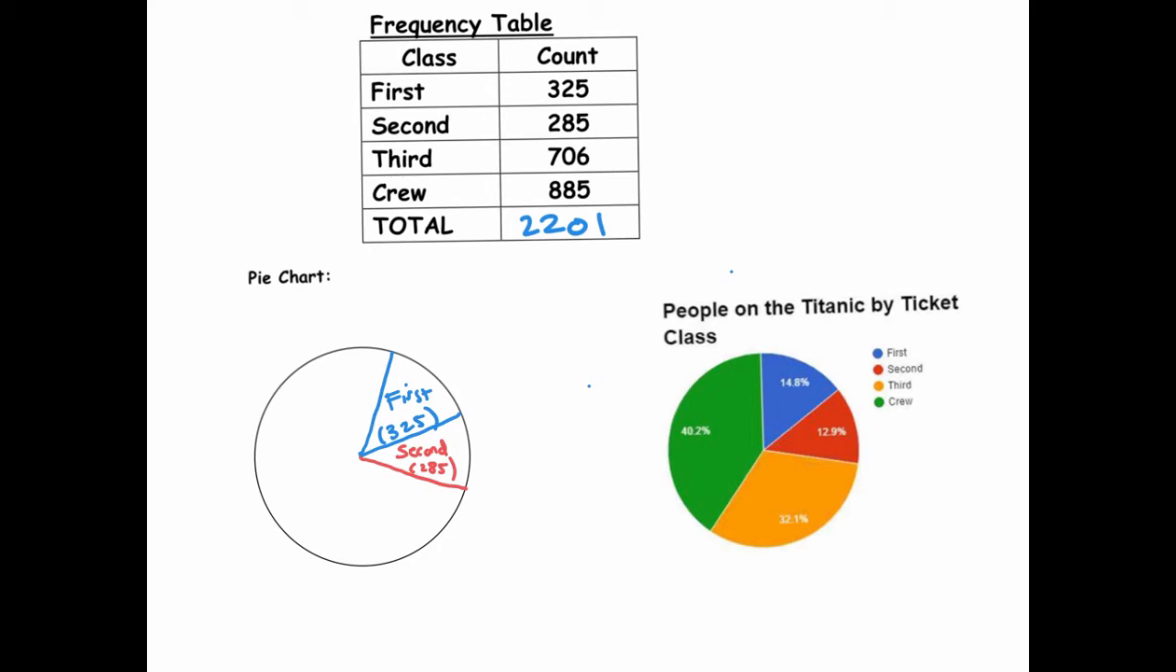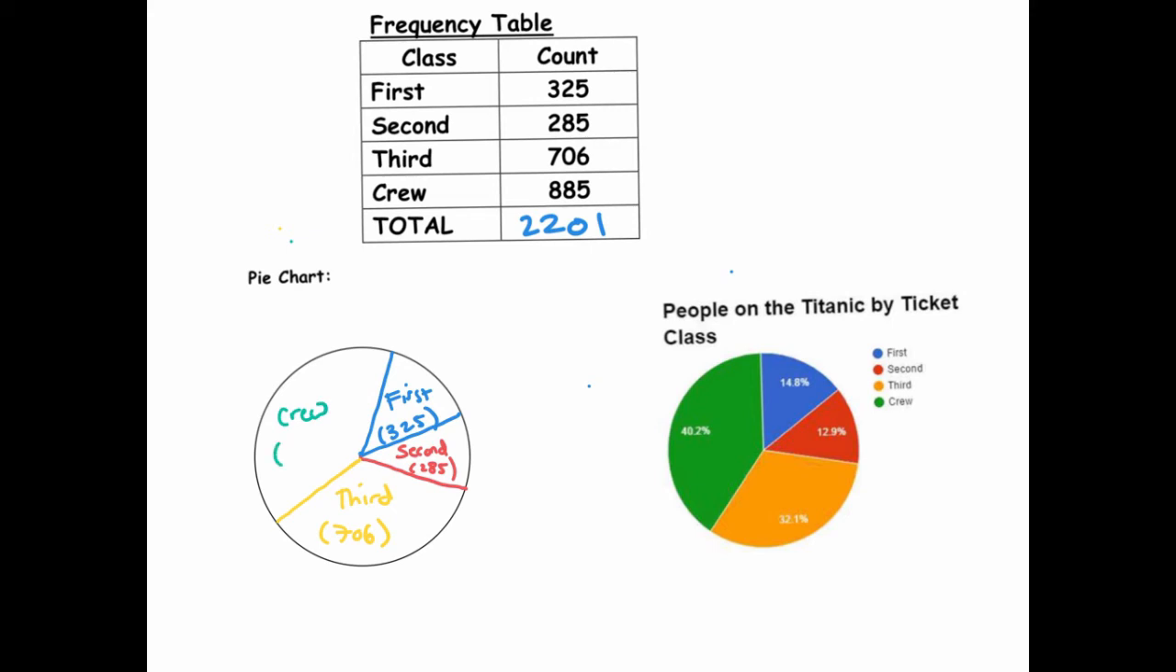Third class is pretty big. It's about 30%. So 32% is like a third of the circle, so the wedge should have a size that corresponds to that. So this was third class. And again, the total there was 706 people in third class. And then finally we've got the crew, which made up 40%.